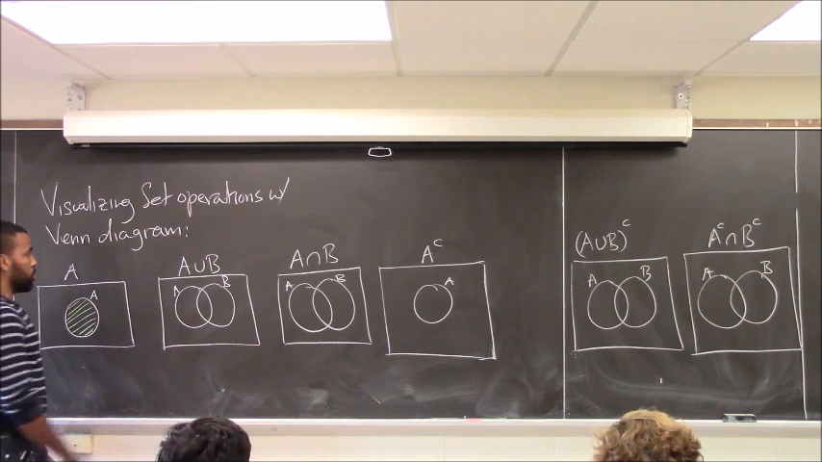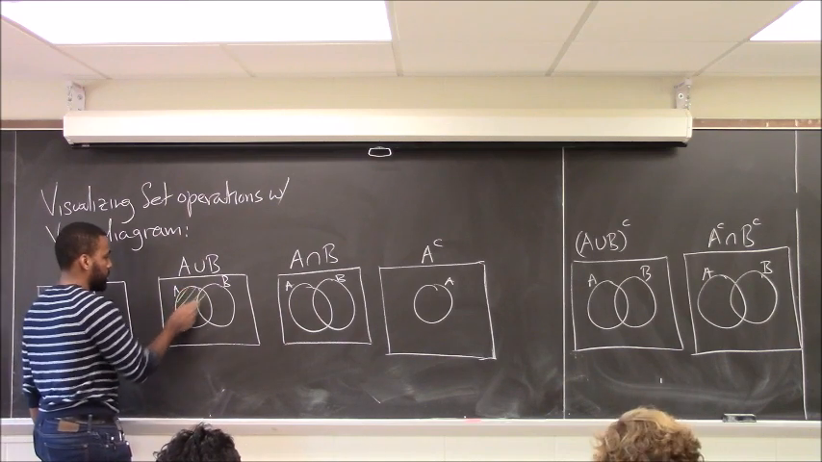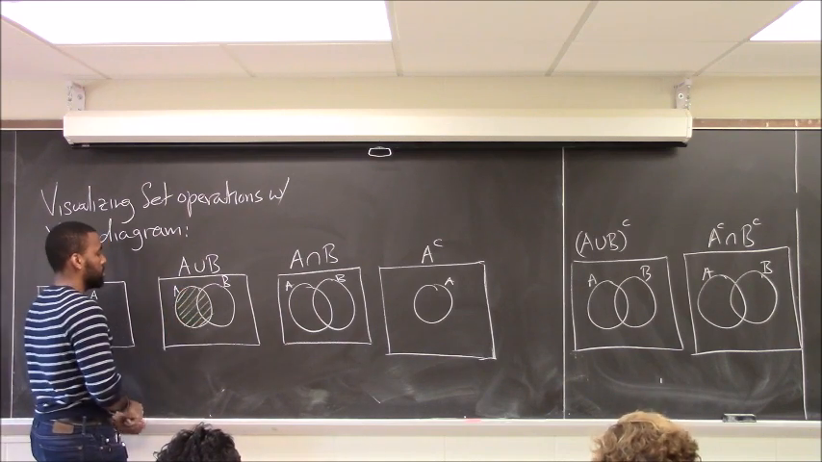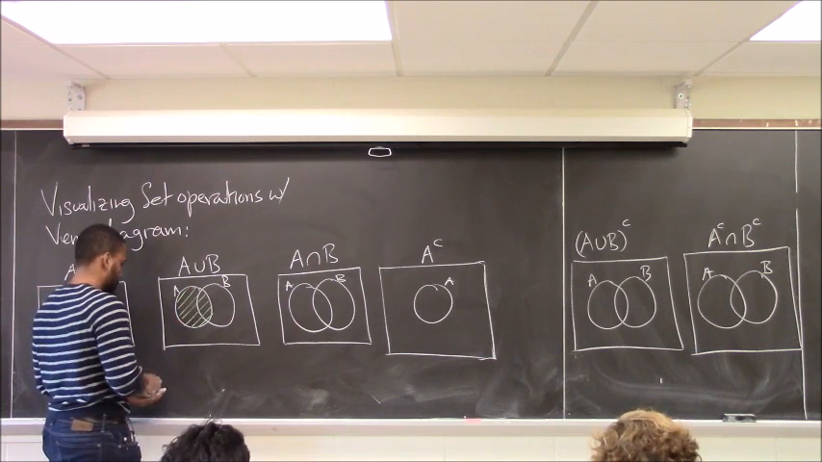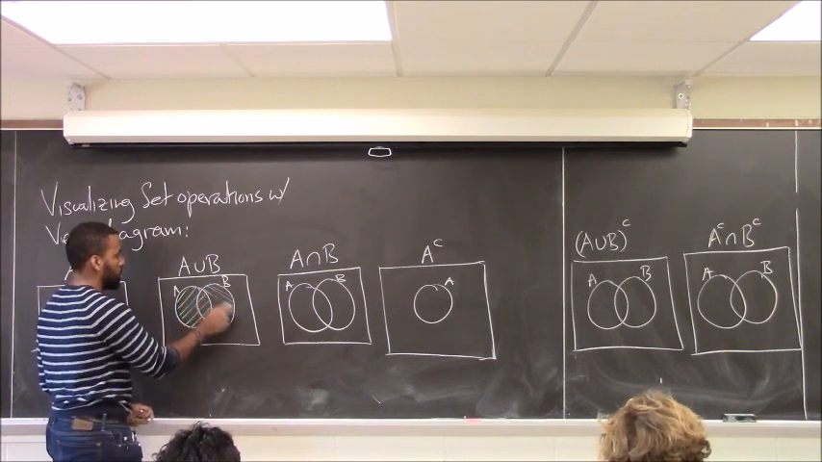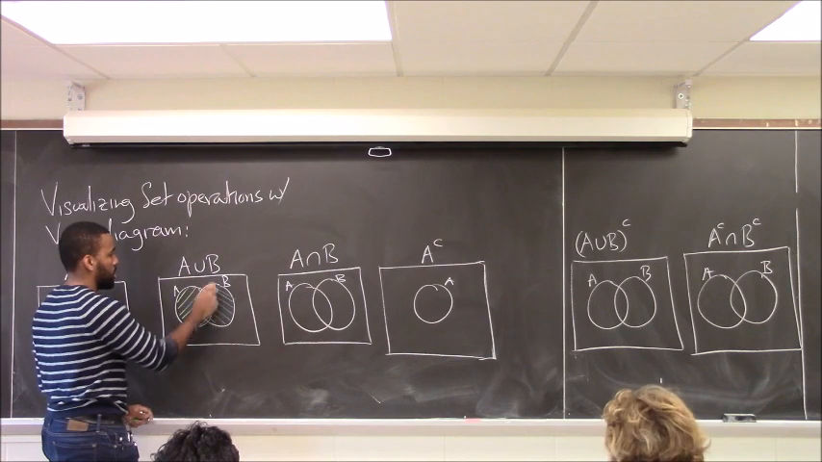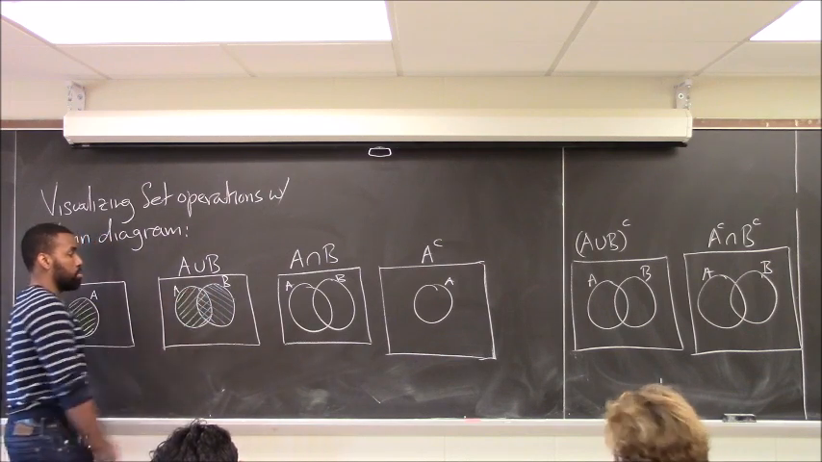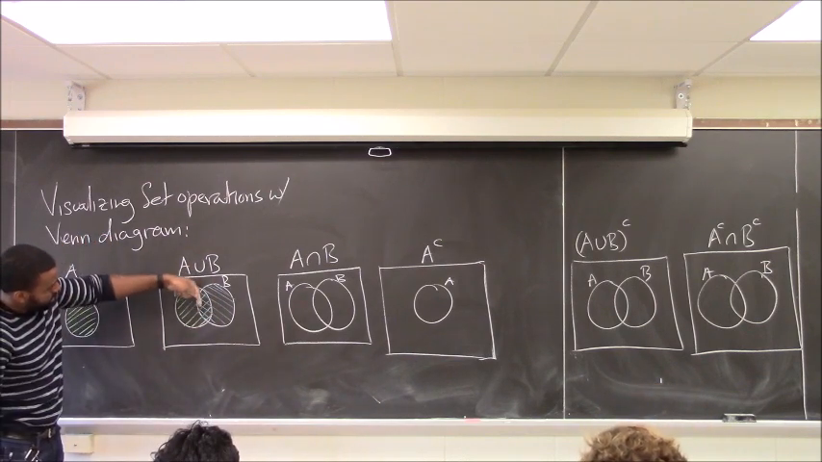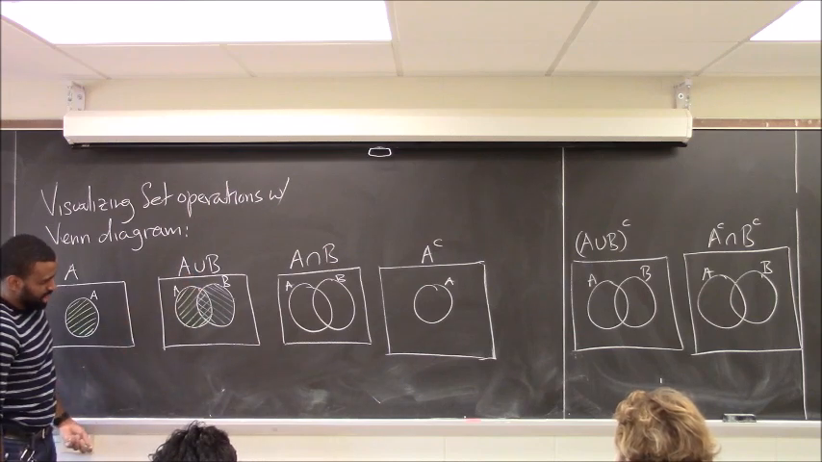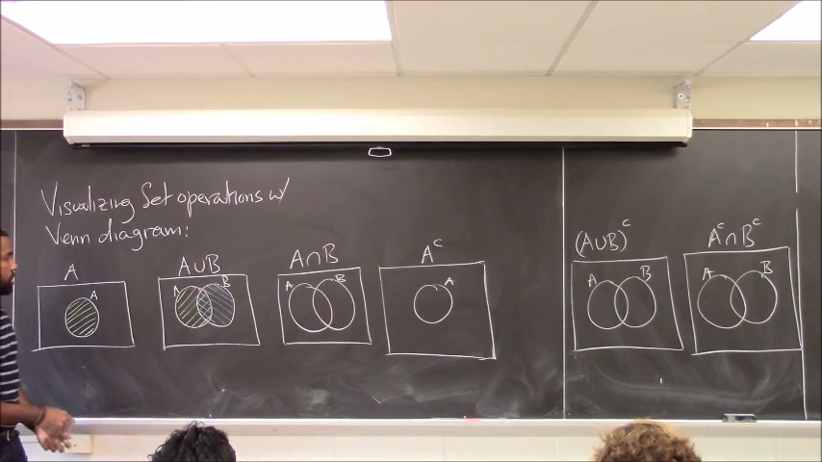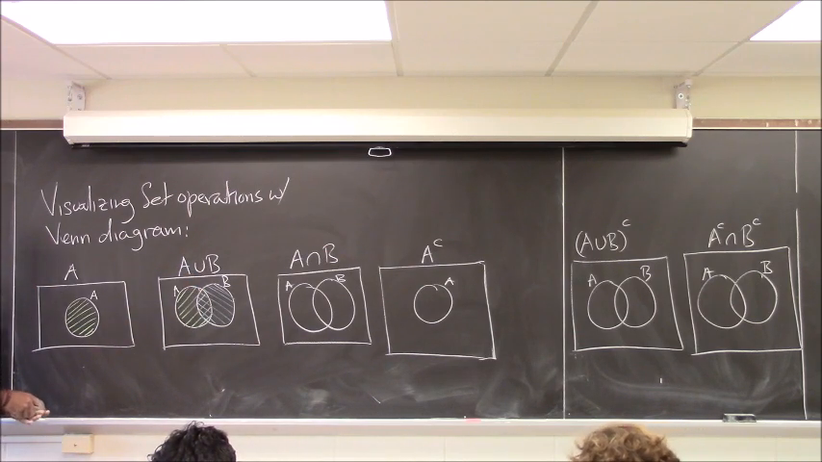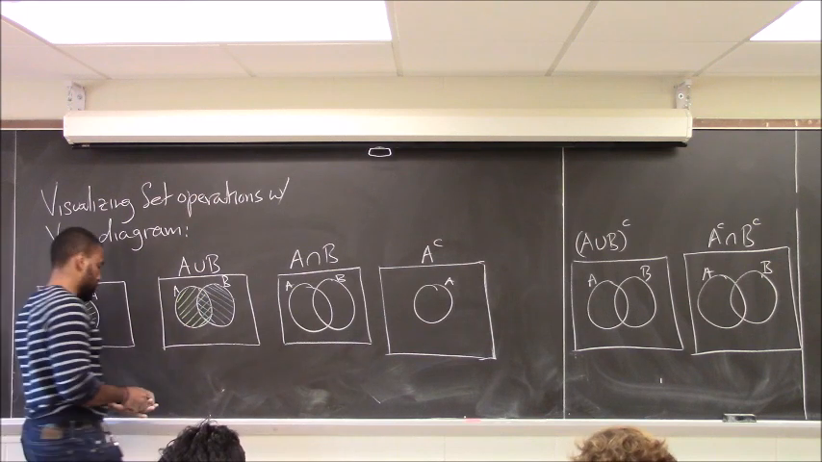Both circles. We need to be in A, or we can be in B, or we can be in both. But of course, here these guys are double shaded. You would actually only list them once, and so we take all the shaded regions, the entire shaded region.